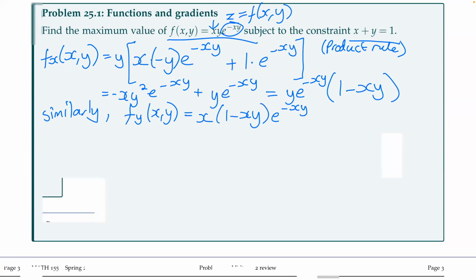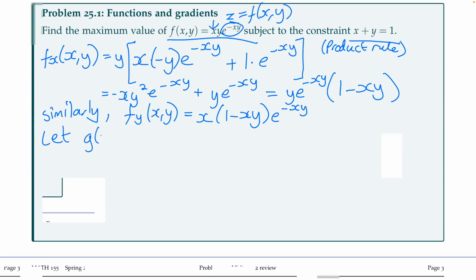So these are our two partials. If we wanted to just find the critical points of this function, ignoring this constraint, we would set both of these partials equal to 0 and then solve for x and y that satisfied that condition. Remember, both of these would have to equal 0. Because we've got this constraint, though, we need to take that into consideration.